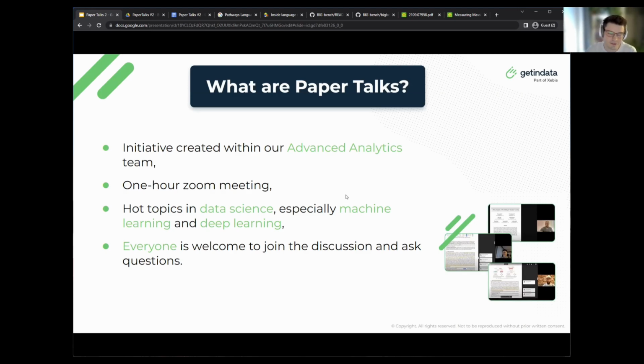Talks have a form of a 1 hour Zoom meeting, which take place roughly once a month. Our field of interest is around different hot topics in data science, especially machine learning and deep learning. And what is important, everyone interested in data science and machine learning is welcome to join the discussion, ask questions, and maybe even answer some of them.